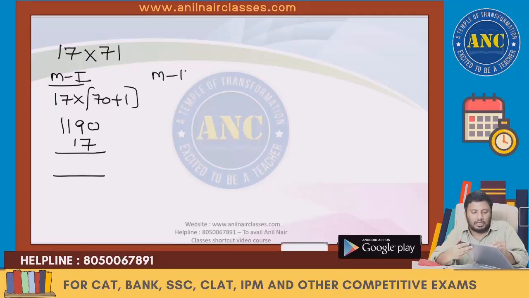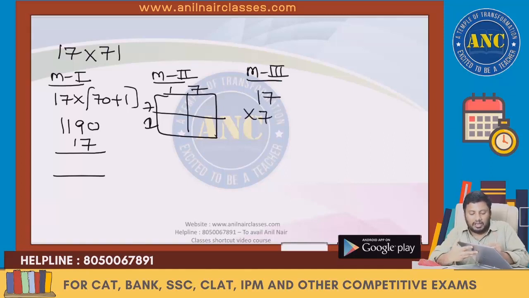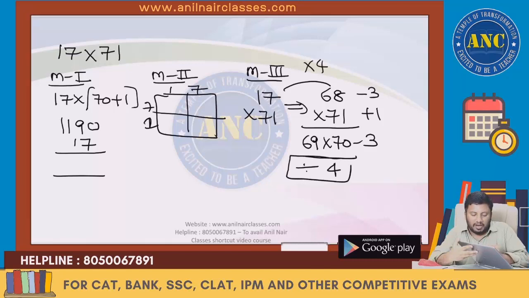Method 2, in case you want to use 17 and 71, is the other method which we discussed. Method number 3: 17 into 71. Make the numbers closer to each other. Multiply the numerator by 4: 68 into 71, minus 3 and plus 1, 69 into 70 minus 3. Divide this by 4. I multiplied it by 4 and I divided it by 4.